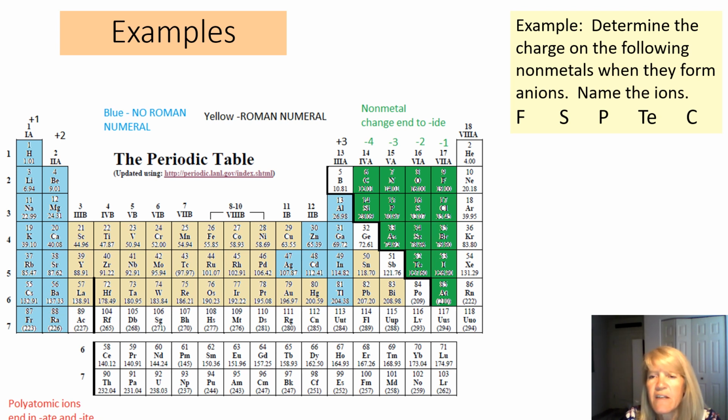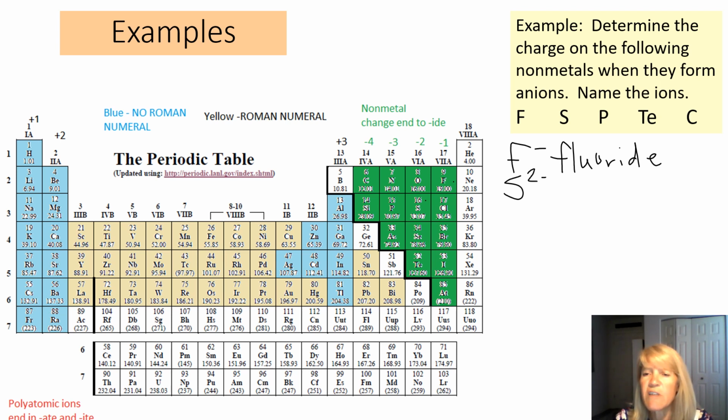So F, when F forms an anion, what charge is it going to be? Well, F is here in the -1, so it's going to be F -1, and its name is going to be fluoride. It used to be fluorine, it goes to fluoride. All right, let's do the next one, S. Okay, S is right here. It's in the -2 column, so it's going to be S -2. That was sulfur. It's going to become sulfide, changing the ending to IDE.